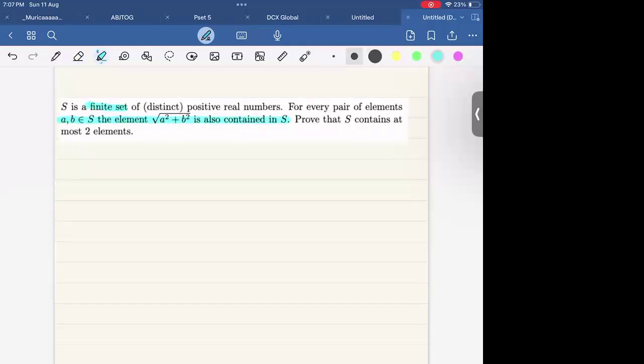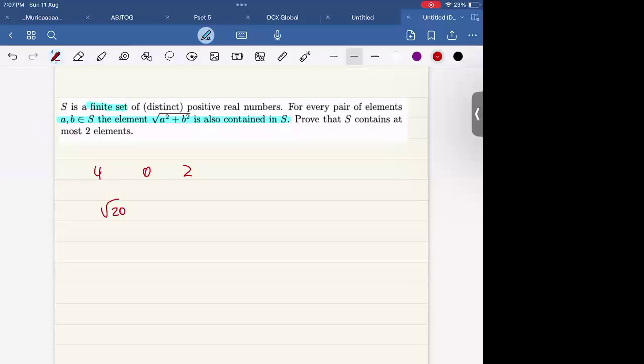So let's say S is a finite set with three or more elements that satisfies this property. Then we must show it has at most two elements. So I'll just give an example of a set that can satisfy this. Let's say the set originally contains 4, 0, and 2. Then it also contains root over 20.